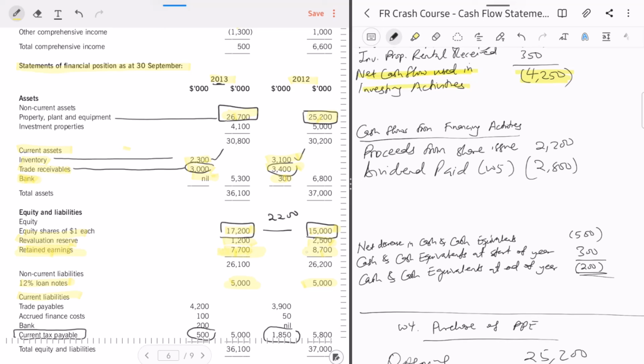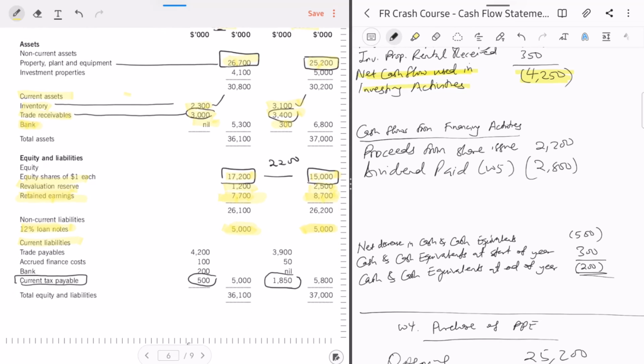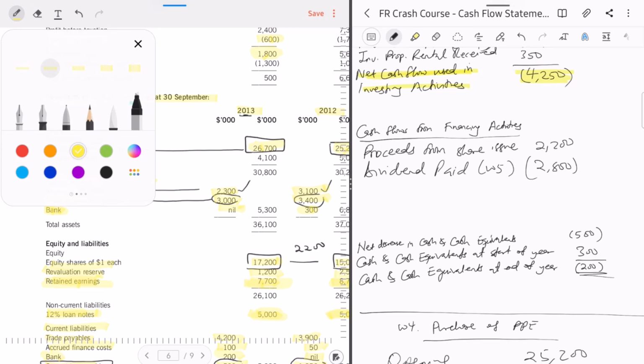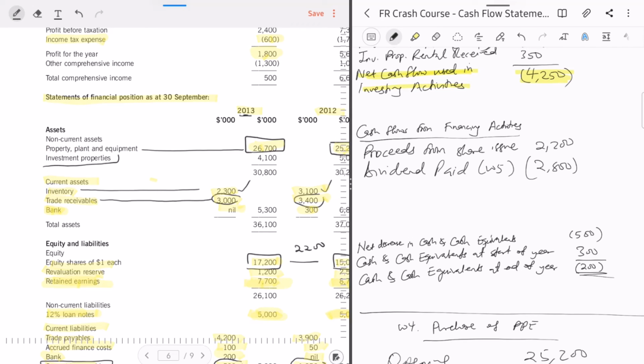Retained earnings was used to find dividend paid. 12% loan notes, there was no movement, so we left it. Trade payables was used to find the movement in working capital under the operating activities. Accrued finance costs helped us determine our interest paid. Bank, obviously, this is an overdraft. It went into determining the opening balance. And then current tax payable was used to determine the tax balance. So you can see that with the exception of this figure right here, for investment properties, I used every single thing in the question. So it means we've covered enough ground.